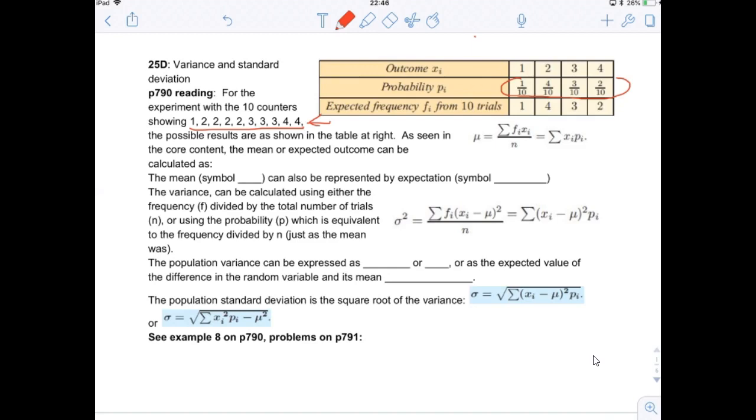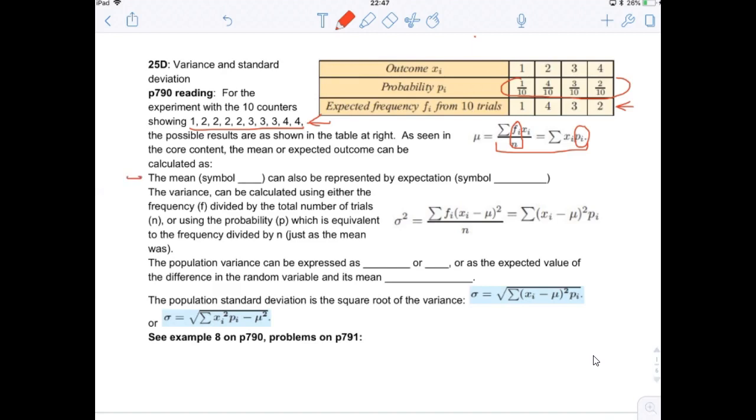The possible results are shown in the table at right. So if you do 10 trials where you replace every time, then what you're going to see is 1 occurrence, 4 occurrences, 3 occurrences, 2 occurrences. So remember, back in the core part of discrete random variables, we got two formulas for the mean. One using frequency and number of trials, and the other one using probability, but basically they're the same, right? Probability is basically the same thing as the frequency of something happening divided by the number of trials, right?